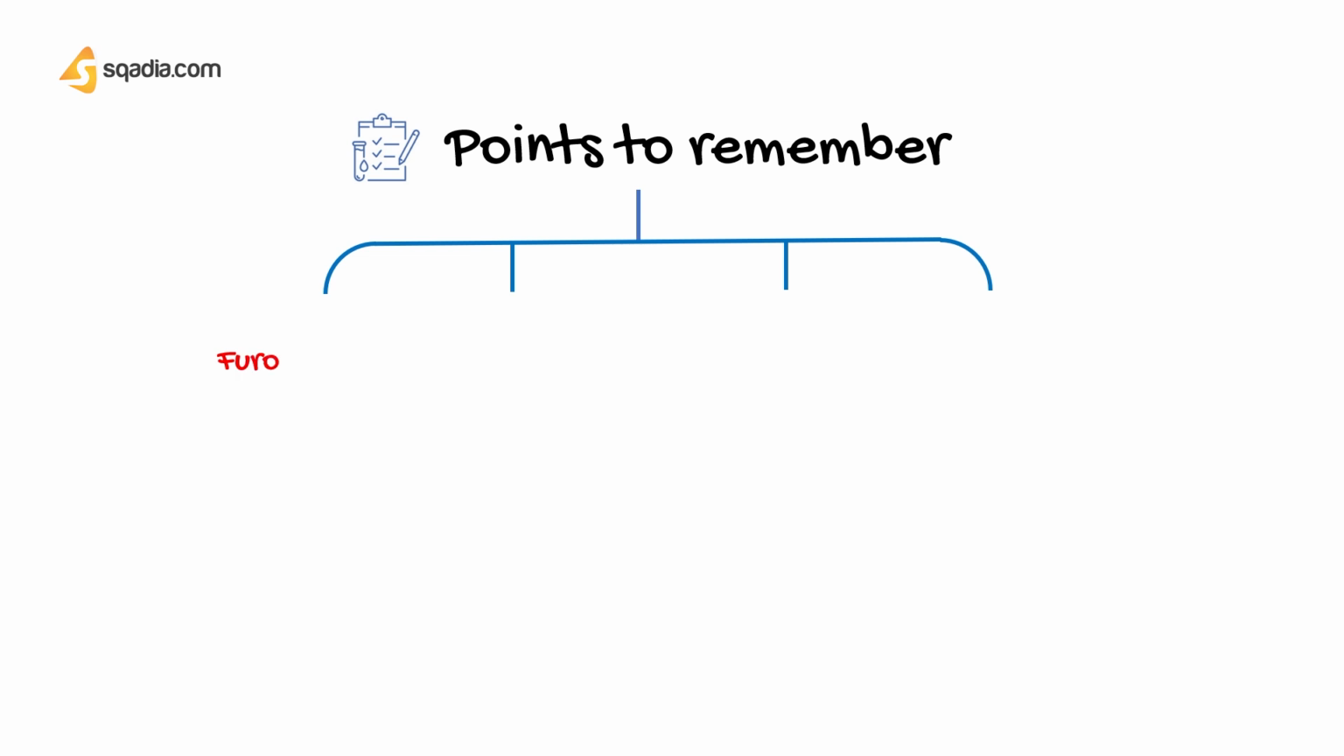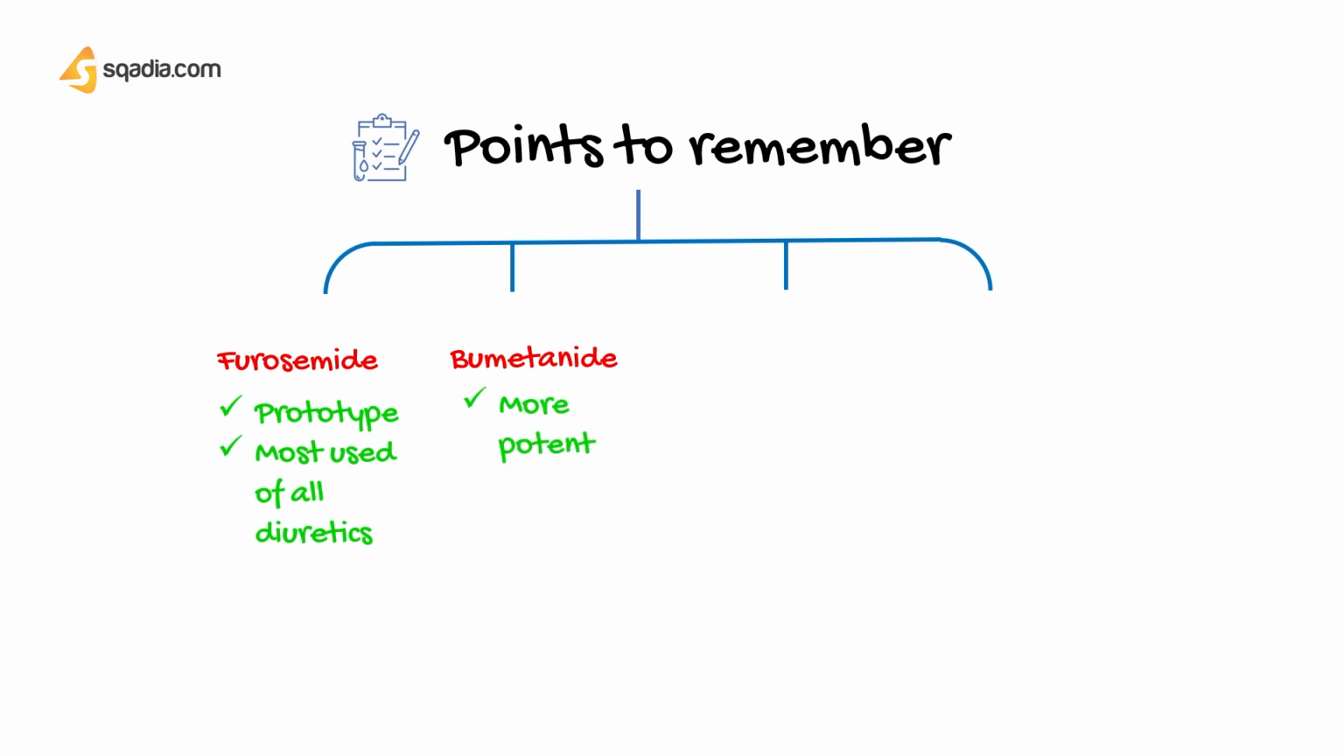Regarding furosemide, we should know that it is the prototype and it is most commonly used of all the diuretics. Next comes bumetanide. Bumetanide is much more potent than furosemide and therefore its use is increasing. Regarding torsemide, we should know that this is not of great importance and it has limited use and it is used for management of hypertension.